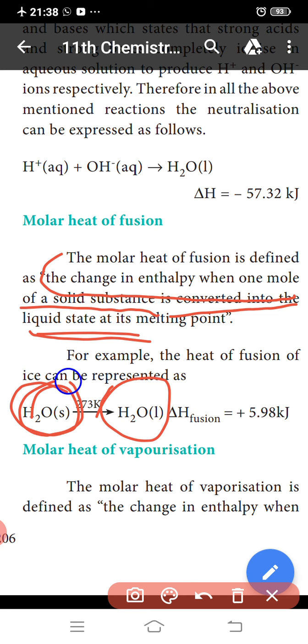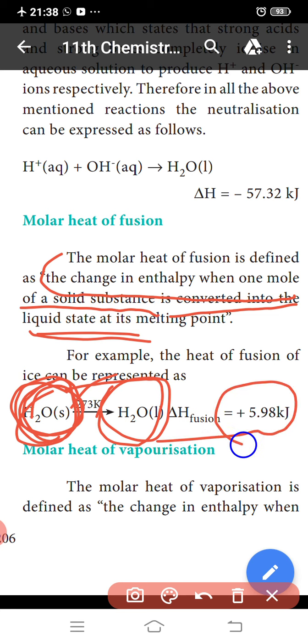The ice cube is at 0 degrees Celsius, which is 273 Kelvin. So the H2O molecule in the solid state is converted to the liquid state. The ΔH fusion value is plus 5.98 kilojoules. This is the molar heat of fusion.